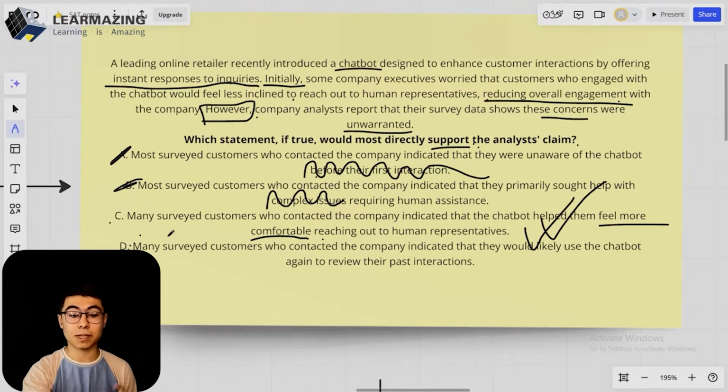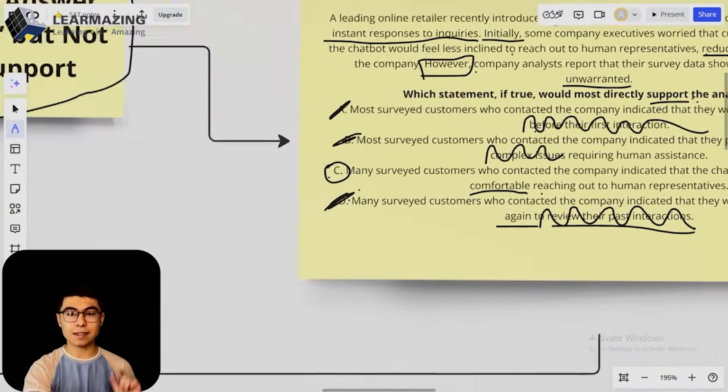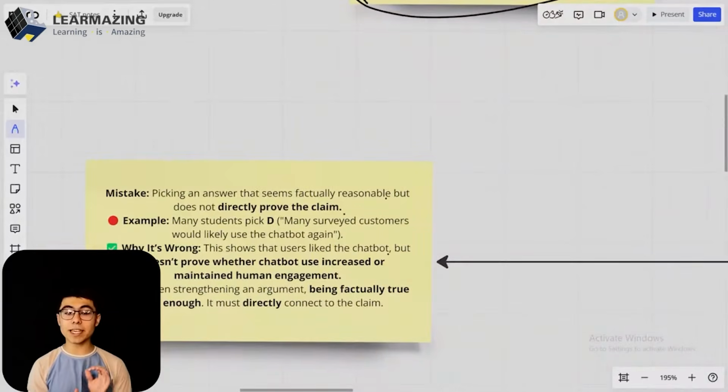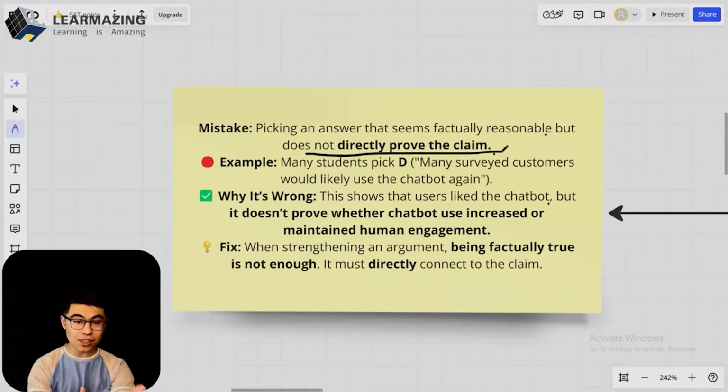Choice C is the answer, but still, let's have a look at choice D and prove why D is also wrong. Many surveyed customers who contacted the company indicated they would likely use the chatbot again to review their past interactions. The part that is a little bit off is reviewing their past interactions, which is not related. That's why choice D is also wrong. And in this case, the mistake that a ton of students make is picking an answer that seems factually reasonable, but doesn't directly prove the claim.